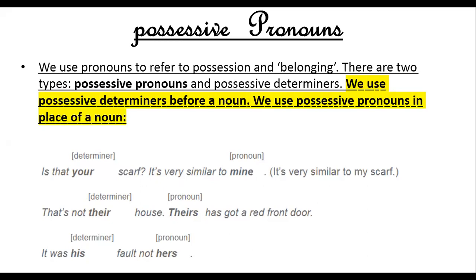It was his fault, not hers. The same idea. His here is a determiner, and I don't want to repeat the noun, which is fault. So I could have said it was his fault, not her fault, right? Instead of repeating the noun again, I said it was his fault, not hers. Do you guys have any questions about this particular point in this slide? No. Okay.